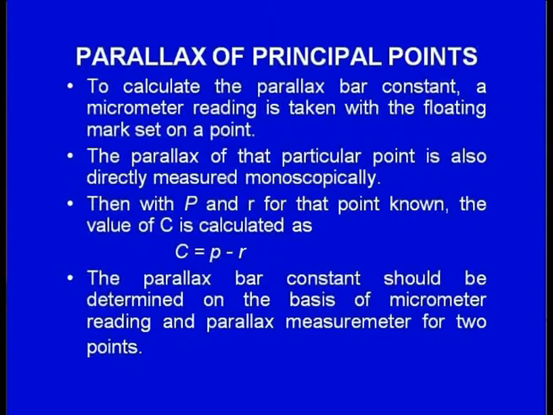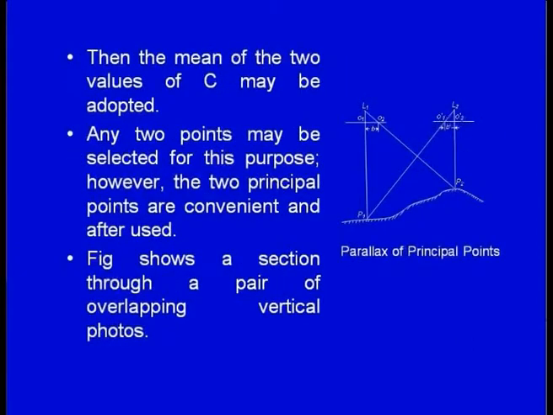Let us now look at the computation of the parallax of principal points. To calculate the parallax bar constant, a micrometer reading is taken with the floating mark set on a point. The parallax of that point is also measured directly, monoscopically. Then with P and R for that point known, the value of C is calculated as C is equal to P minus R. The parallax bar constant should be determined on the basis of the micrometer reading and the parallax measurement for 2 points. Then the mean of the 2 values of C may be adopted. Any 2 points may be selected for this purpose. However, 2 principal points are convenient and often used.